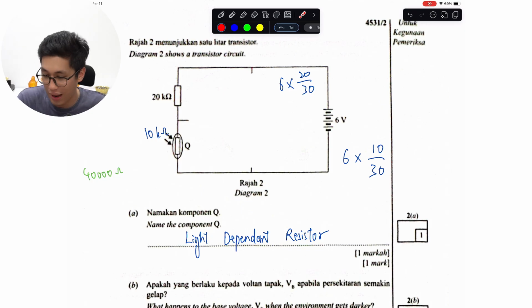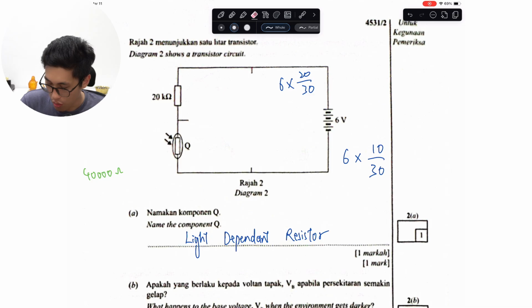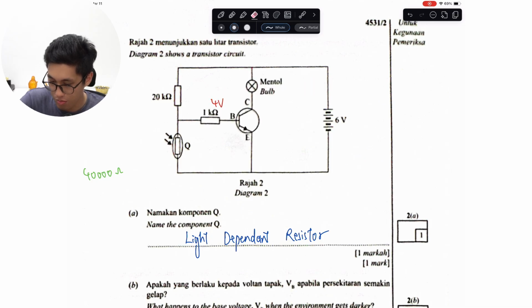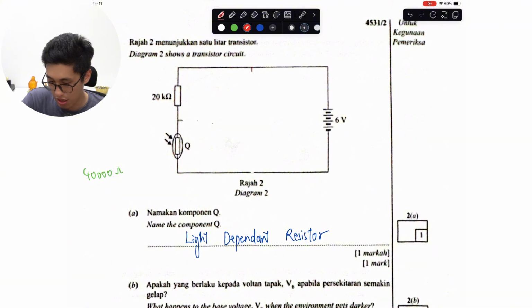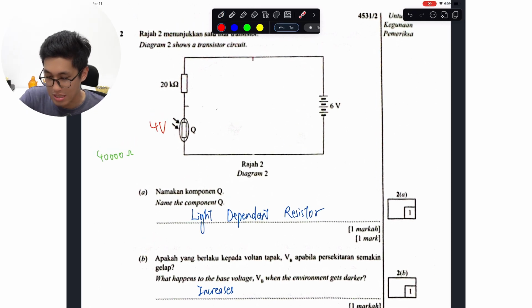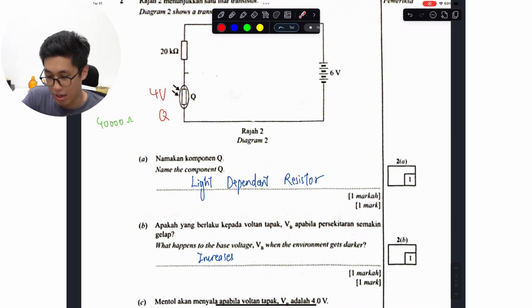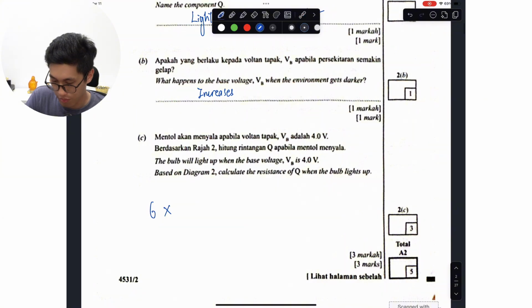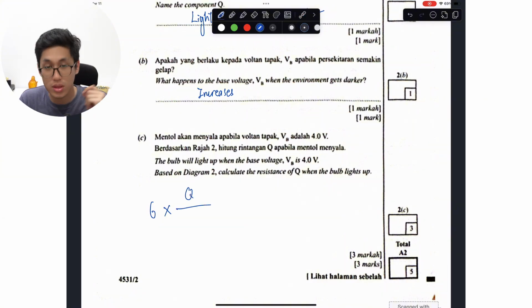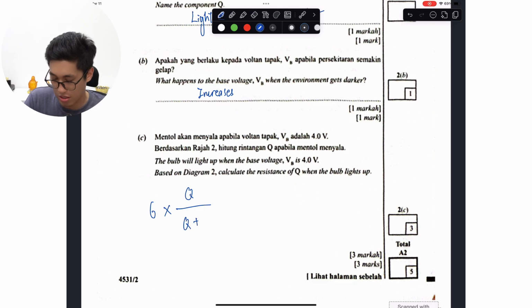Okay, now how do we apply this to the question? We know that this is 4 volts, by the way. Again, from just now, we know this is 4 volts. We can say this is an unknown resistor, Q. Then, 6 times Q over the total. What is the total? Q plus 20,000.